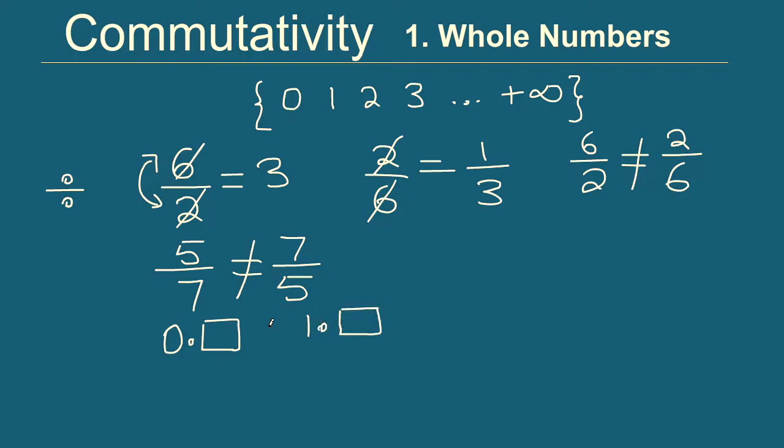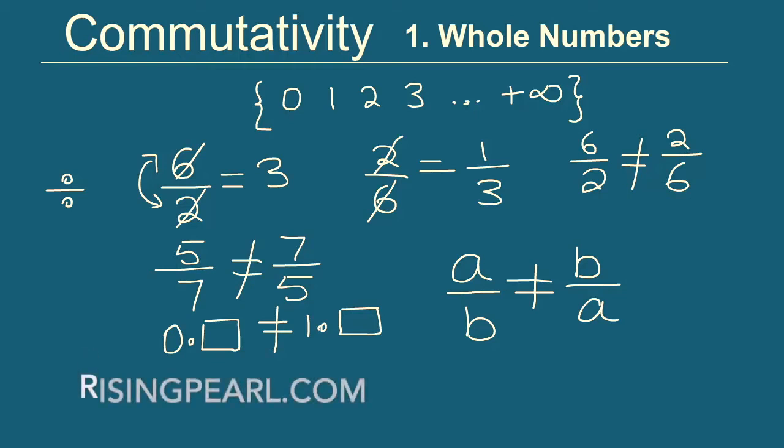So clearly, these two will not be equal. So we say that when it comes to division, we notice that A divided by B is not equal to B divided by A. The order in which the numbers appear is important, just as it was for subtraction. So we say for whole numbers that division is not commutative.